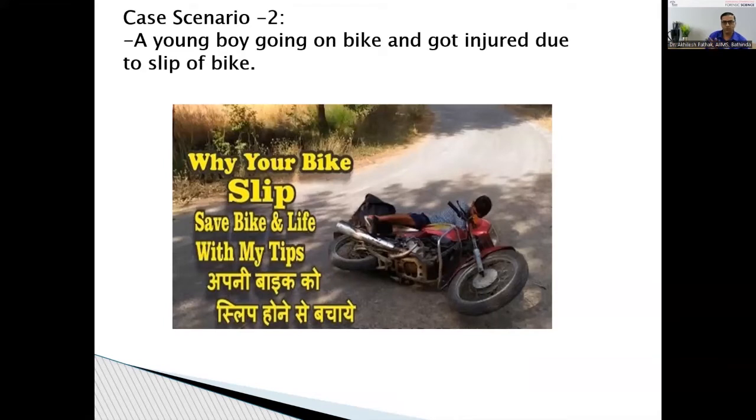Here you can see the boy was going on a bike. This time an accident happened, but not by hitting a car. He himself slipped down. So slipping off a bike, is it MLC? Yes or no? Write down in the chat box. Slipping off a bike, or if any person is just moving on a bike, hitting a divider, hitting a tree or a stone and fell down from the bike, got injured, whether it is MLC or not. So these kinds of things may come to the hospital.